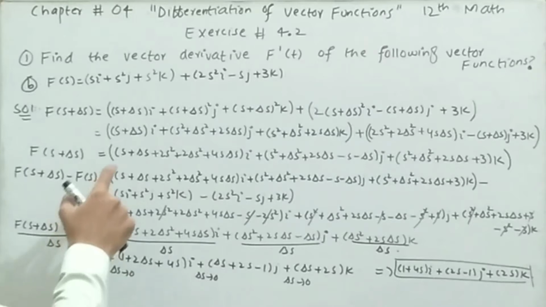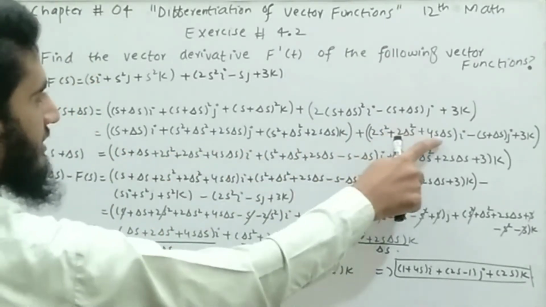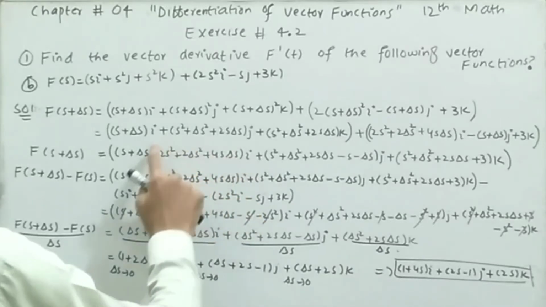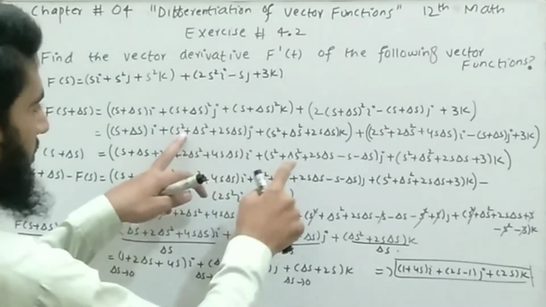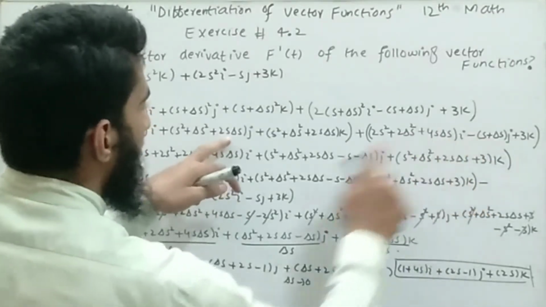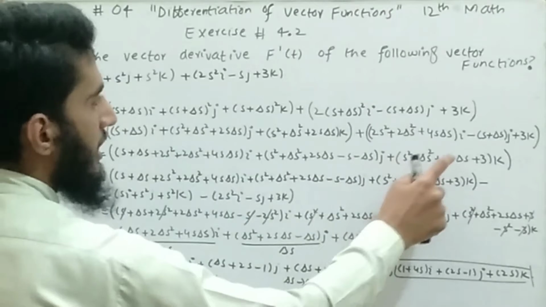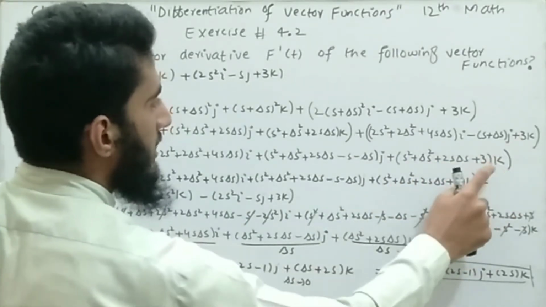Now by simplification it becomes (s plus del s) added with 2s squared plus 2 del s squared plus 4s del s into i. Now the j coefficient is s squared plus del s squared plus 2s del s, and add the j coefficient which is minus s and minus del s. After this the k coefficient is s squared plus del s squared plus 2s del s, and over here the constant coefficient of k is 3, so add 3 over here.